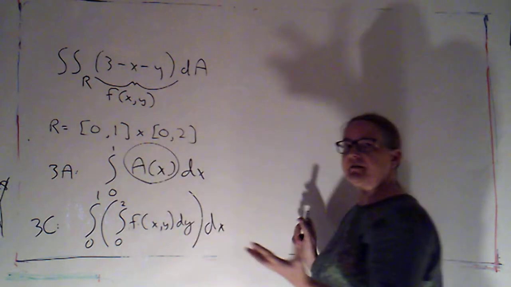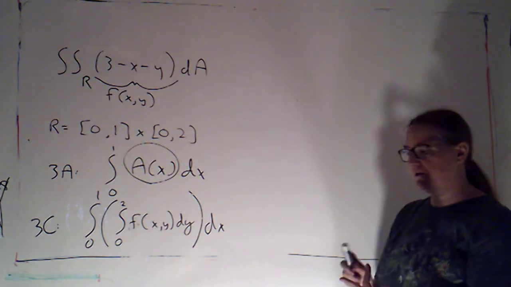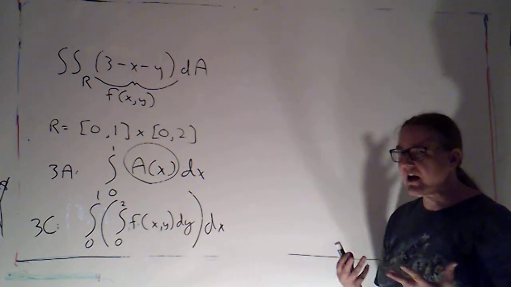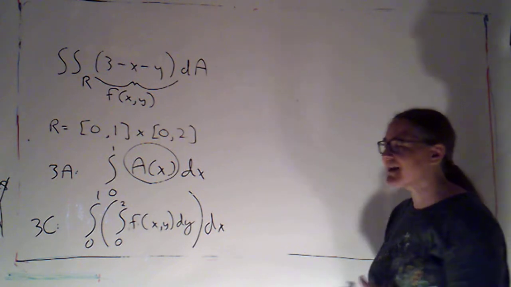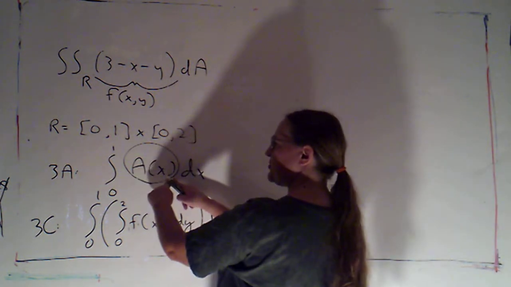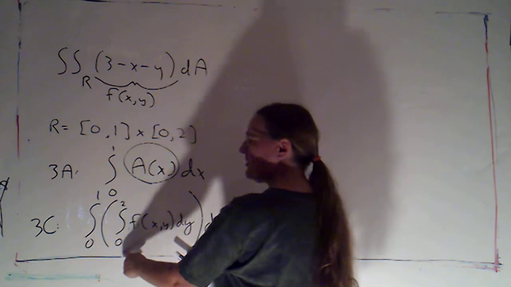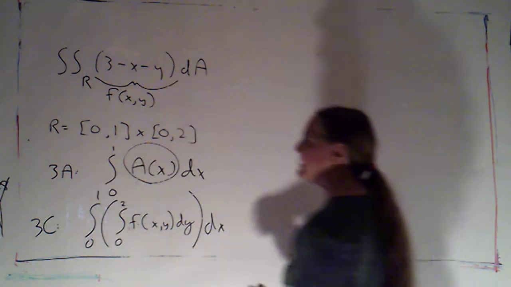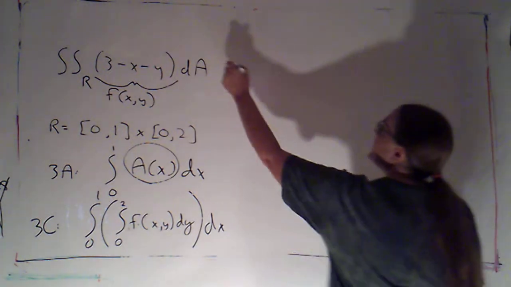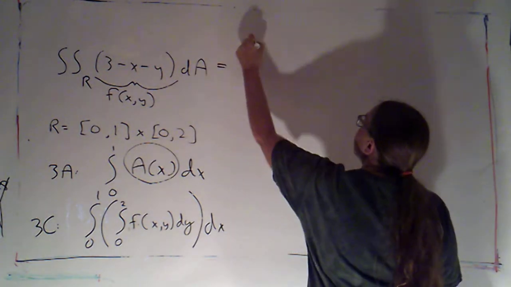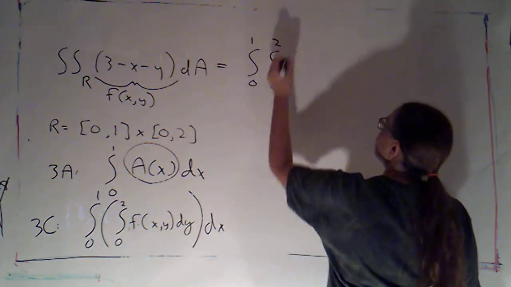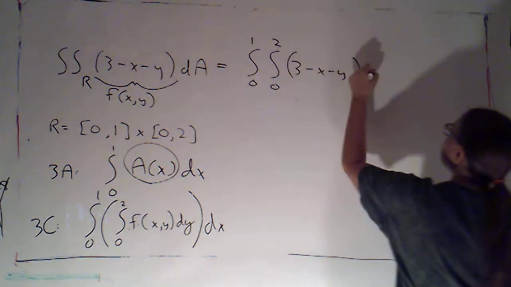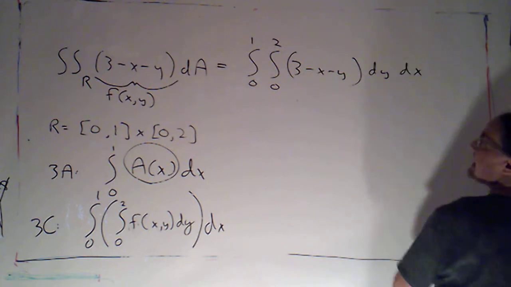So that limited us to things like if we could get rectangles or trapezoids or triangles or portions of circles, but I know how to calculate a whole lot more areas. So if we say the cross-sectional area can actually be calculated as an integral, then we end up having to integrate twice. So we'll have the integral from 0 to 1, the integral from 0 to 2 of 3 minus x minus y dy dx.